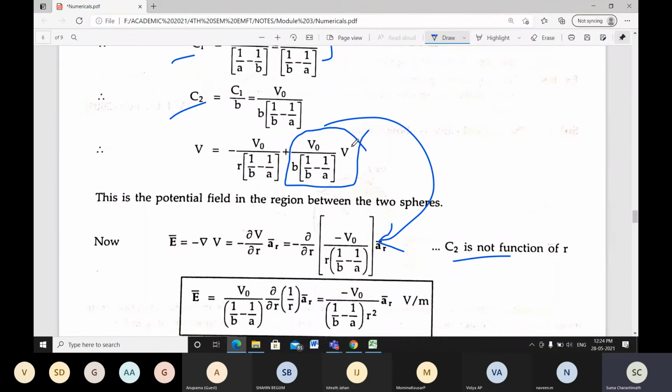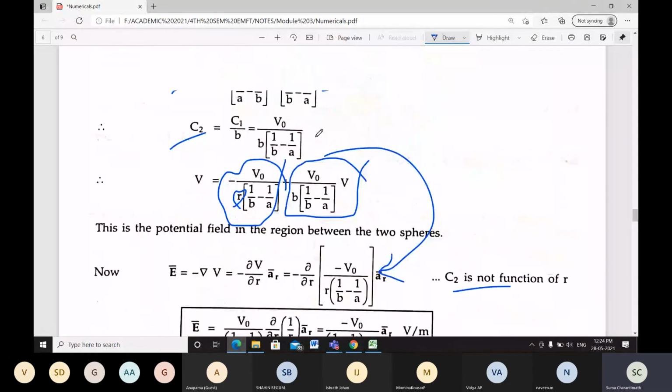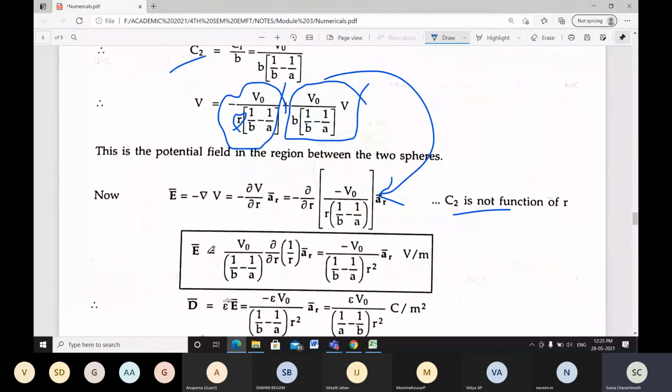For that reason, here it is not written. Only we've taken this part where R is the varying function. Even if you take this, the differentiation of that part is going to be 0 only, so you can leave it off. Then differentiate this, you will get E as V naught divided by 1 by B minus 1 by A. Only with respect to R you have to differentiate.